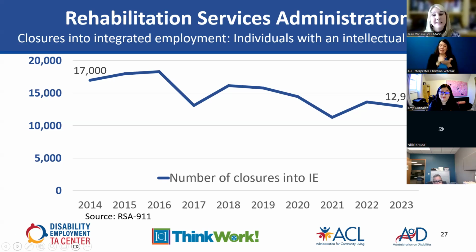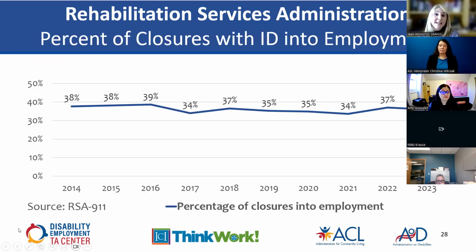Next slide, please. And then we see that even though the number of closures into employment declined, the percentage has been pretty stable. And that's also a reflection of who's getting services. So if somebody is getting a service, at least it's pretty consistent that they're having a closure into employment. But again, we have seen that capacity piece has gotten lower. Next slide, please.